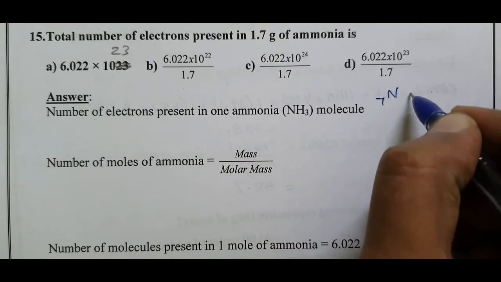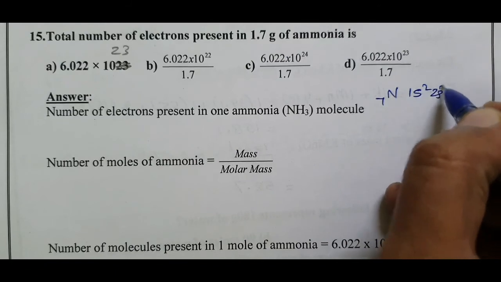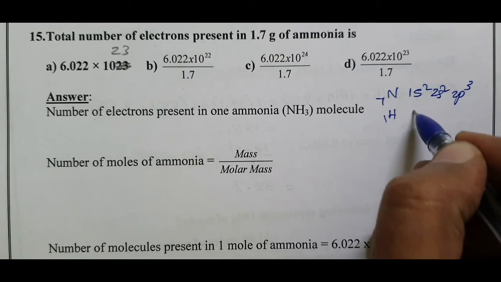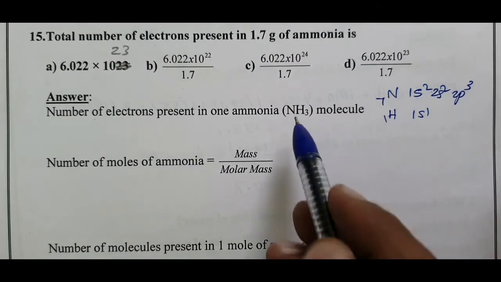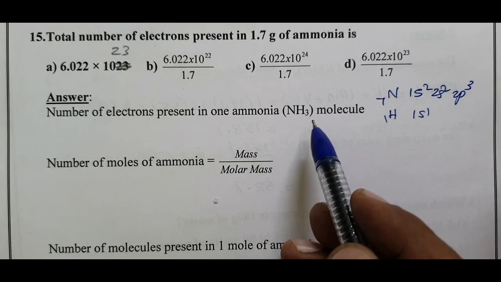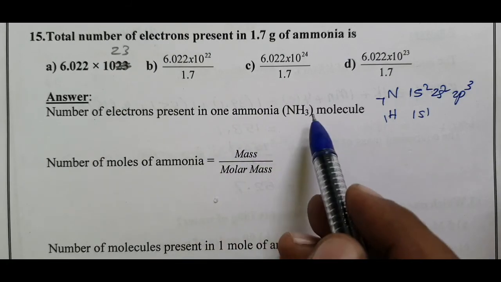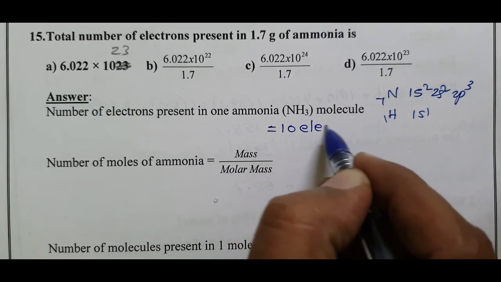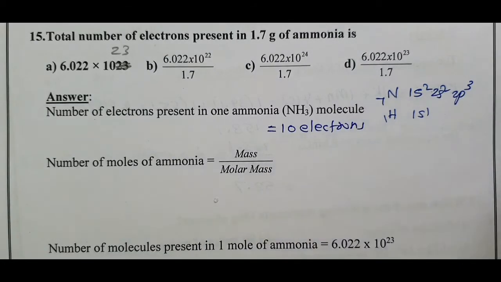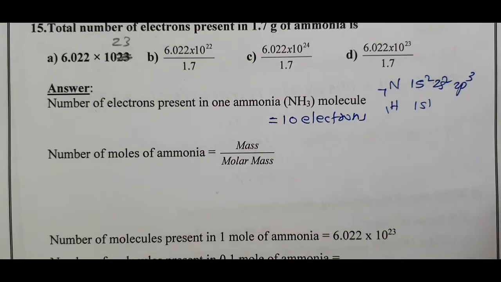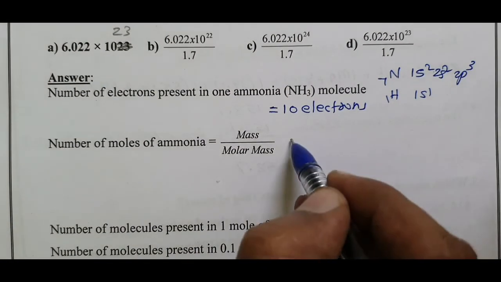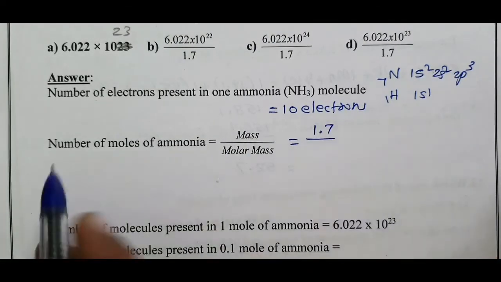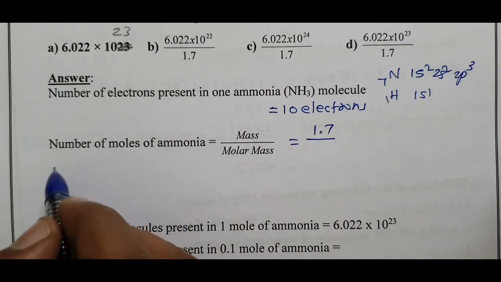Nitrogen has atomic number 7, electronic configuration 1s2, 2s2, 2p3, 7 electrons. Hydrogen has 1, 1s1. So 7 plus how many hydrogen? 3 electrons. Therefore, the number of electrons present in an ammonia molecule is equal to 10 electrons. The number of moles of ammonia equals mass by molar mass. Mass is given in our problem, that is 1.7. We have to find the molar mass of ammonia.